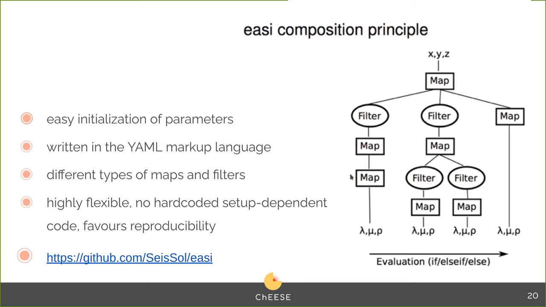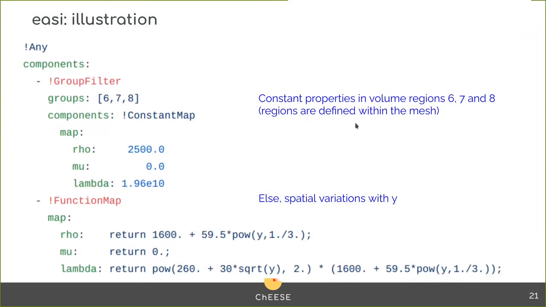The main advantage of this EASI library is that we no longer need to specify the parameter setup inside the code. Everybody who runs SeisSol does not need to have their own branch, so everybody has the same executable, and the code just reads the parameters. This favors reproducibility, and this is highly flexible. This might look like a very formal description, so I just put an example here.